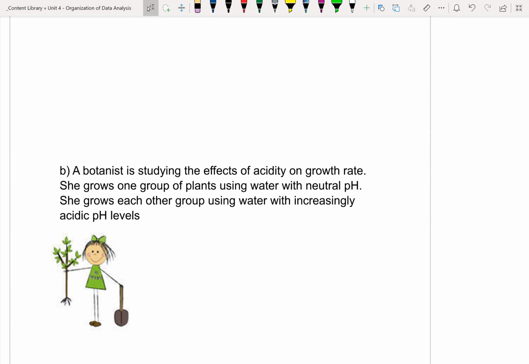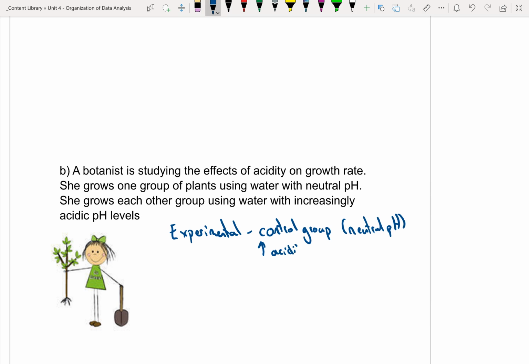In another example, a botanist is studying the effects of acidity on the growth rate of plants. So she grows one group of plants using water with neutral pH, and she grows each other group using water with increasingly acidic pH levels. So this would be an experimental study. It would be experimental because we have a control group, which was the neutral pH, and then we have another group where we are changing the variable, where we are increasing our acidity and trying to observe what happens as we change that.